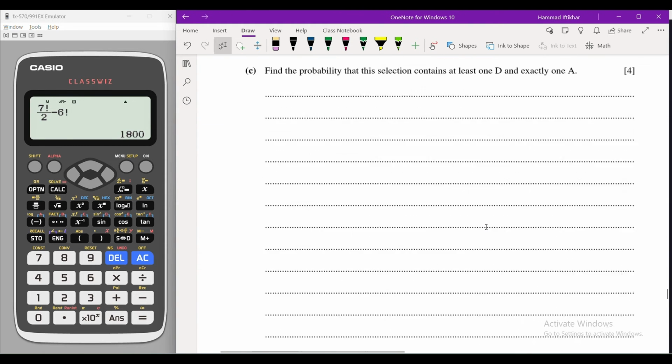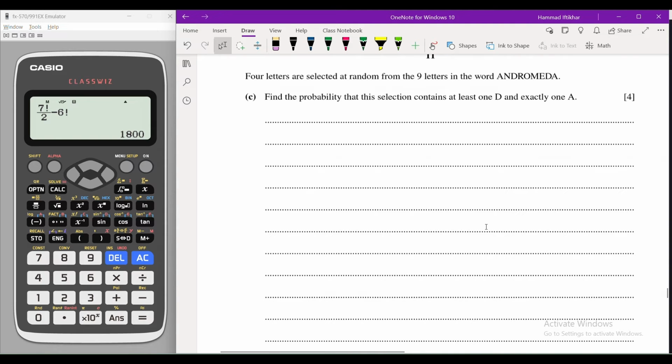Right. Okay. 4 letters are selected at random from the 9 letter word Andromeda. Find the probability that this selection contains at least one D and exactly one A. Right. Okay. So 4 out of 9 letters. So we have 1, 2, 3, 4. Right. So over here, since they have given us a condition at least one D, we will have to go case by case when there's one D and when there are two D's also.